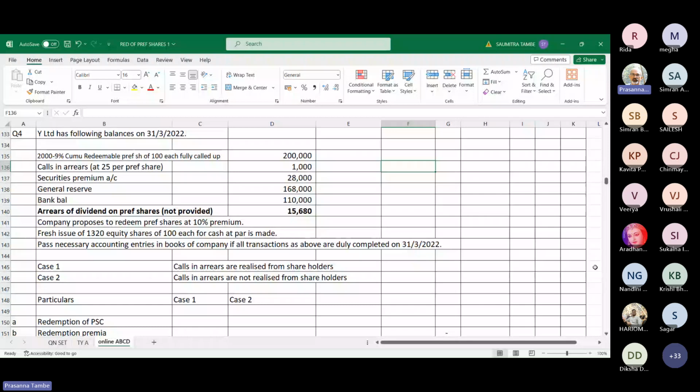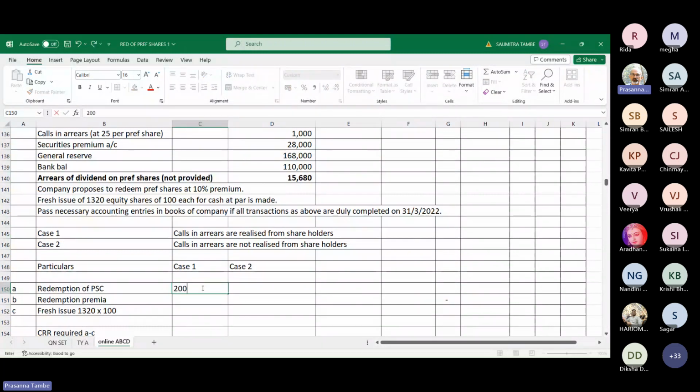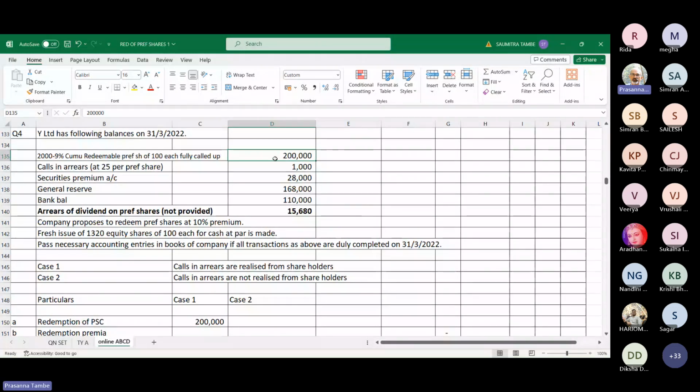Let me do the calculation for case 1 first, and then we will do the calculation for case 2. Now, redemption of 2,000 shares, case 1, it will become fully paid up. So amount payable will be 2 lakhs rupees, right? As given to us, it will be 2 lakhs rupees of capital that needs to be redeemed. These are fully paid up shares. So redemption amount will be 2 lakhs. Then we have premium of 10%. So that will be 20,000, right? And then we have fresh issue 1,320 into 100.